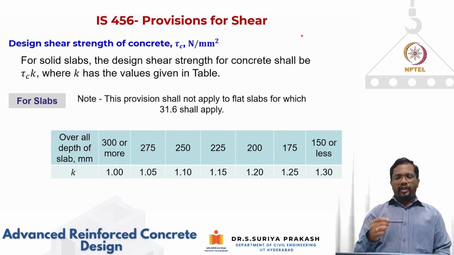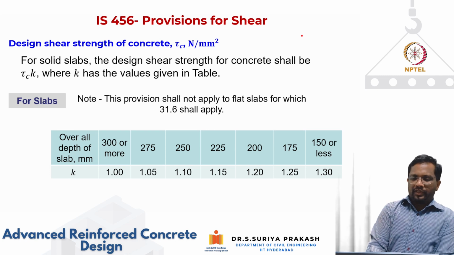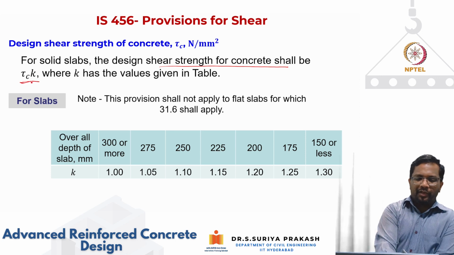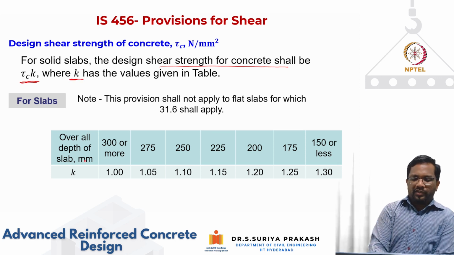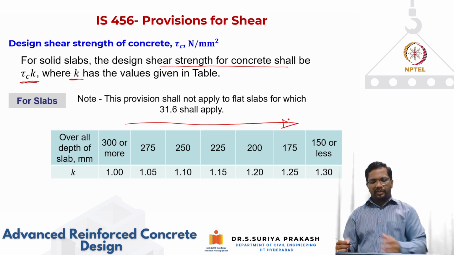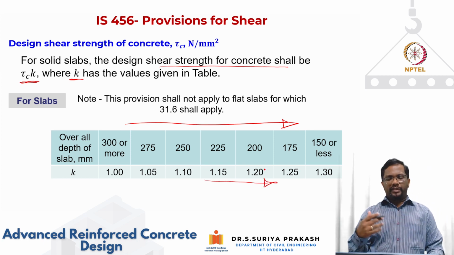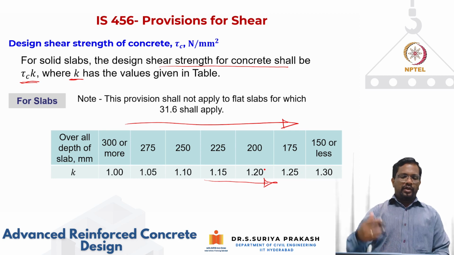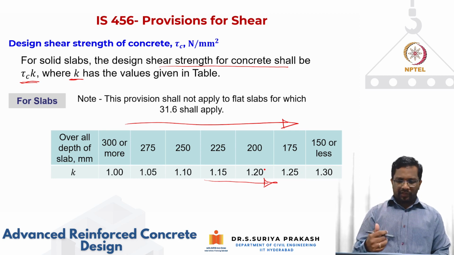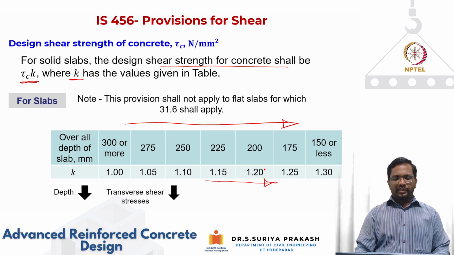Now, let's say for slabs, what happens? Okay, so for slabs, the code is saying that for solid slabs, the design shear strength, whatever was discussed before, has to be multiplied by k. Now, what is the value of k? For example, as the depth of a slab is increasing, you see here the k factor is decreasing. As the slab gets thinner and thinner, then the amplification in your shear strength is recognized. Now, why is that? As the depth is increasing, your transverse shear stress is actually going to reduce and the k factor is expected to increase as depth reduces. The code recognizes this fact.